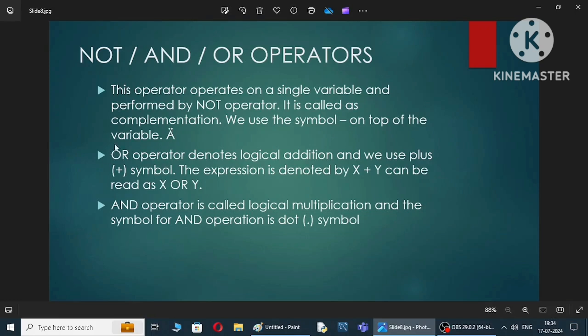Okay. OR gate, there is a symbol called the plus symbol. OR gate is represented by the plus symbol. You can either say X plus Y or X or Y. How does the OR circuit work? When you give an input, it will give a high output if any one of the inputs is high.